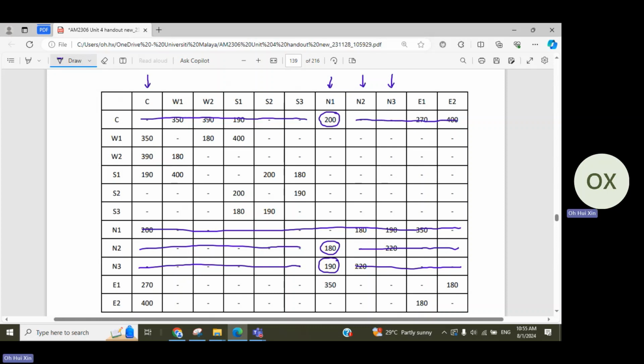Now there are four columns that you need to look at, namely C, N1, N2, and N3. The numbers that you are comparing are 200, 350, 390, 190, 270, 400, and also 350. Out of all these values, the smallest one is 190. So circle 190, and 190 brings us to S1. Arrow at S1, then you strike through the entire row for S1.